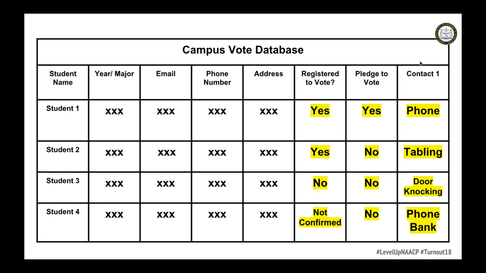Phone numbers, right? So you can do phone banking. You're getting different volunteers together to call these numbers and contact people and have that kind of one-to-one interaction with them over the phone. Maybe you're getting them to register over the phone as well. Maybe you're just letting them know about their polling place, or reminding people about the November 6th election.